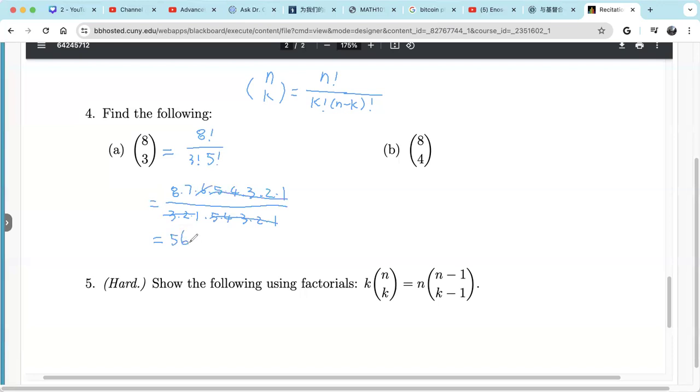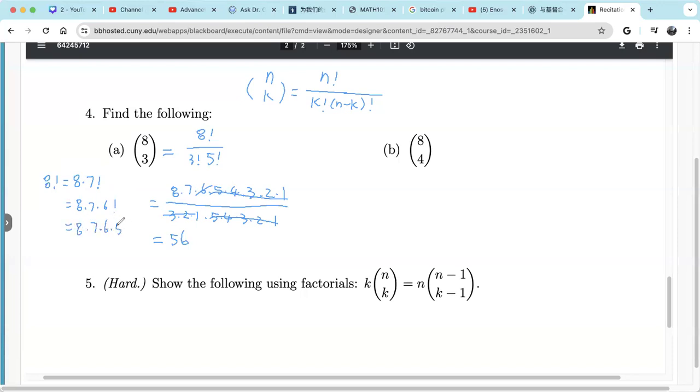So how many ways to pick 3 apples out of 8? There are 56 ways of doing that. But what if we have a big number? Let's say we have 80 apples, we want to pick 30. If we do this, that's going to be long writing, and we don't want to do that. So how do we do it? 8 factorial equals 8 times 7 factorial, equals 8 times 7 times 6 factorial, and so on and so forth, right?